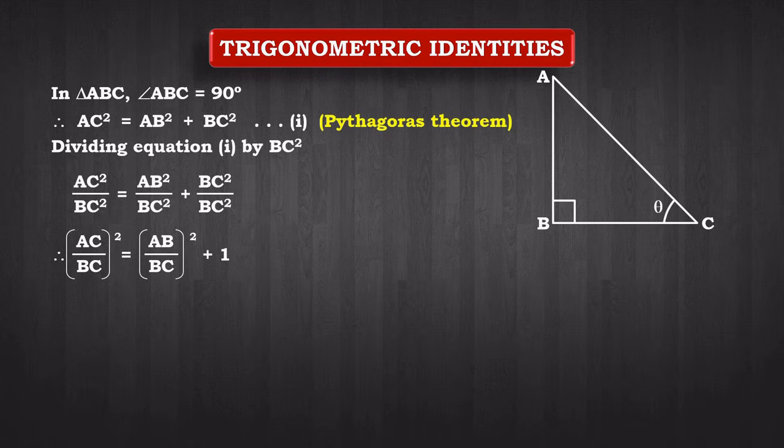Now replace these ratios with their trigonometric values. Since AC divided by BC is secant theta and AB divided by BC is tangent theta, we get secant squared theta is equal to tangent squared theta plus 1. This is the third fundamental trigonometric identity. It is frequently used to simplify trigonometric expressions and solve problems involving tangent and secant functions.